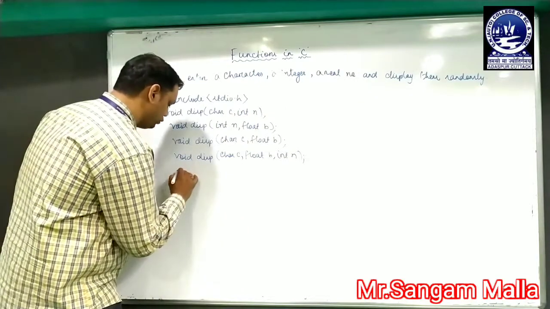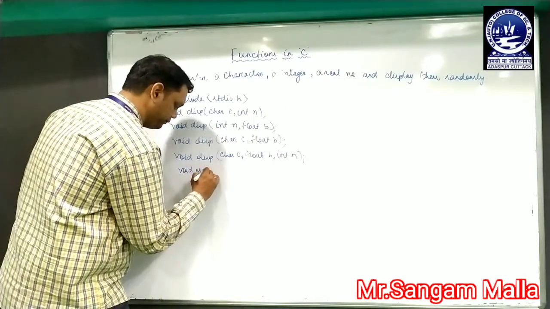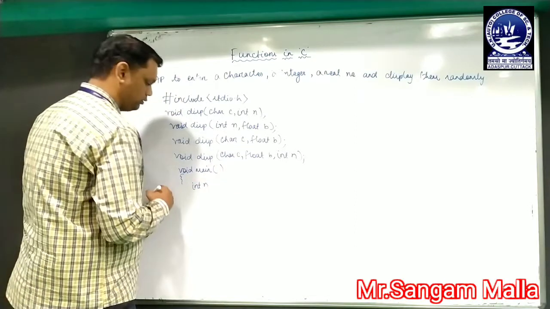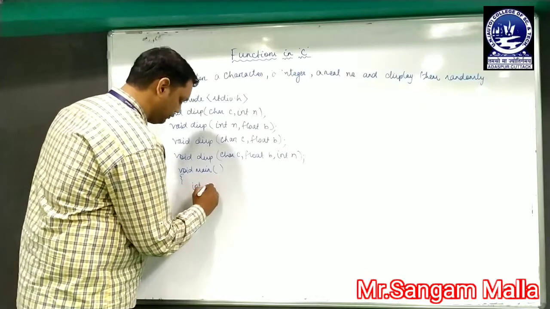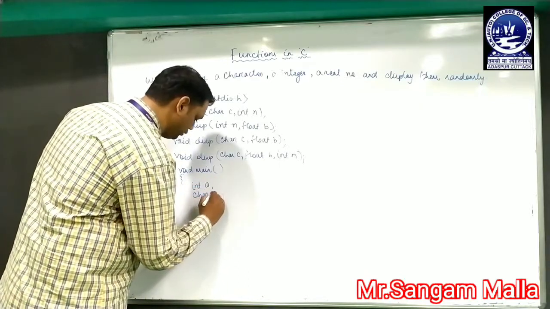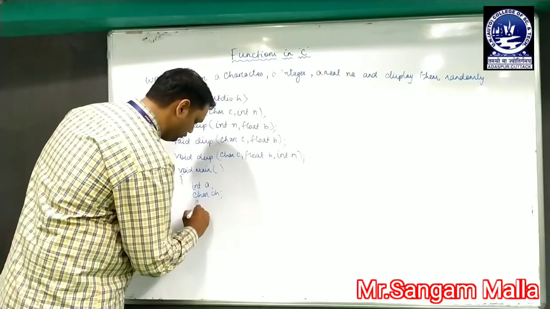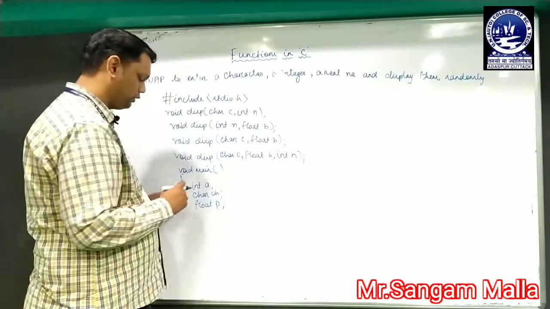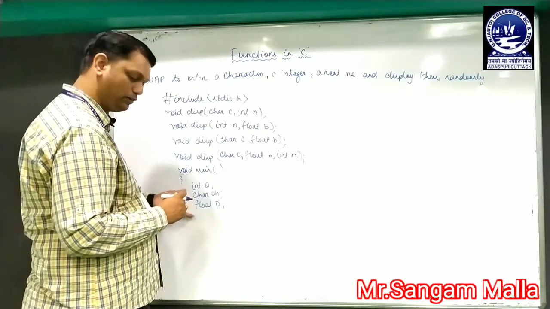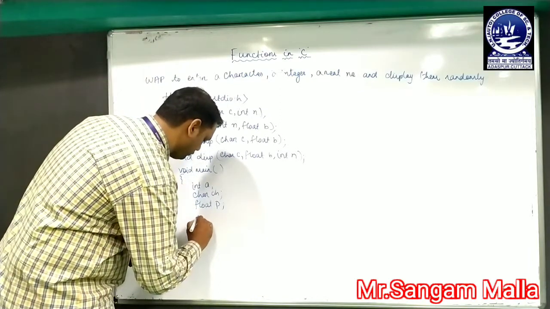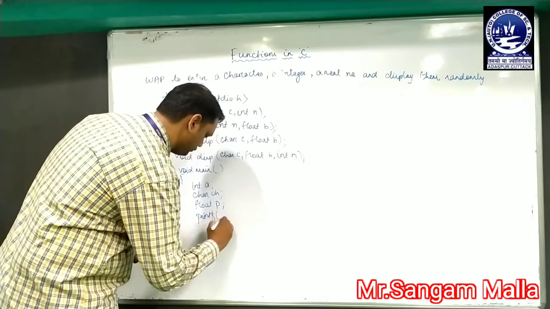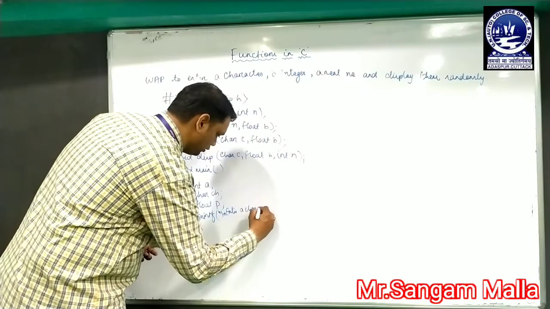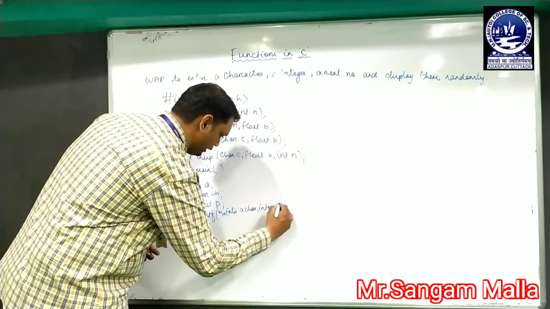So now we will be moving to the main function. Let's say void main. So first of all I have to take an integer value. Let's say I will take int a. I have to take a character value, let's say ch, and I have to take a float value, let's say p. So I have taken an integer, a character and a float, and I have to enter them. Let's say I will write printf "enter a character, integer and float".